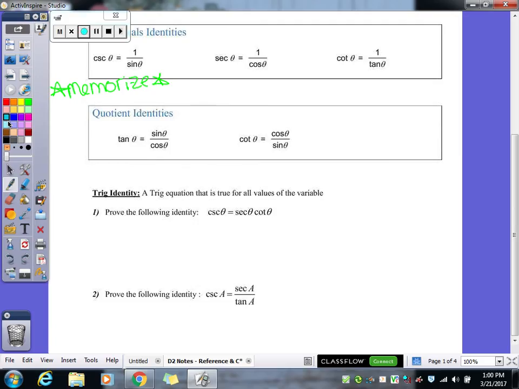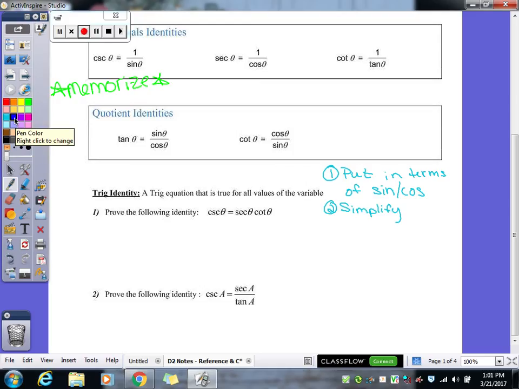So the directions will tell you to prove the following identity. So what you have to be able to do is, again, get one side equal to your other side. So in order to do that, the first thing you want to do is put it in terms of sine and cosine. So once you get it in terms of sine and cosine, then you want to simplify everything. So this is when we use our identities up above.